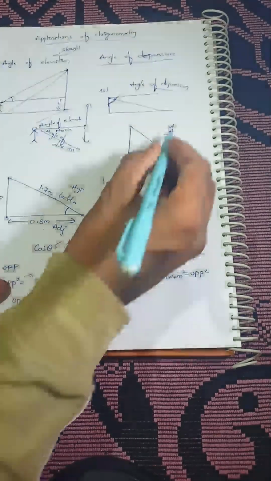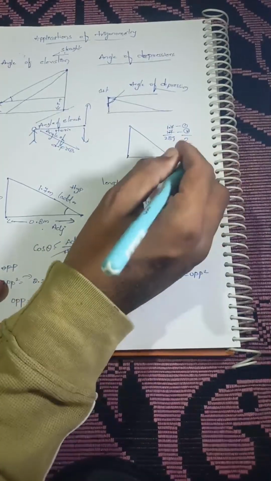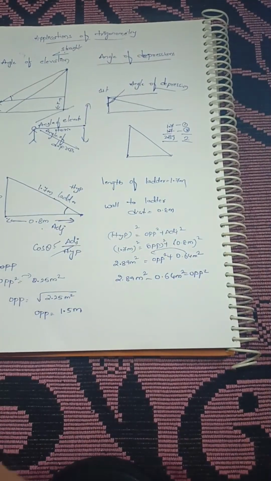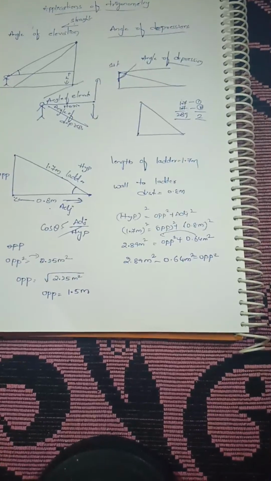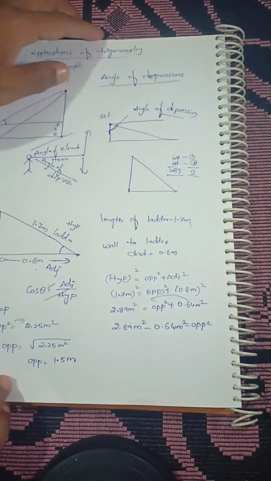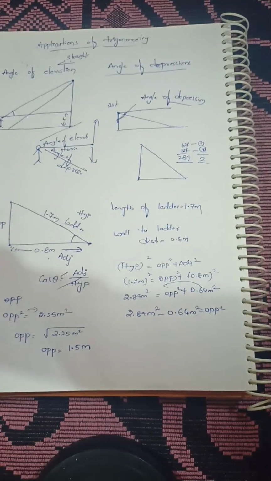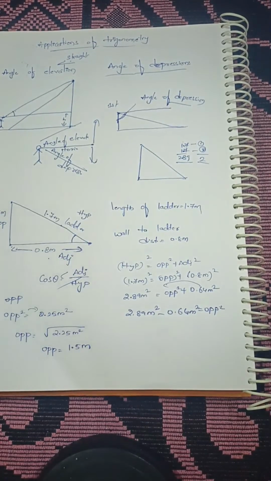So when you are keeping the decimal points, 1.7 has one decimal point, and the other 1.7 has one decimal point. If you add both together, you will get two decimal points. From right hand side to left hand side, after two digits, you keep the decimal point. So now you got the opposite side, that is 1.5 meters.